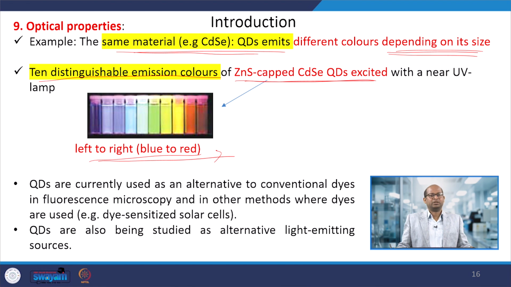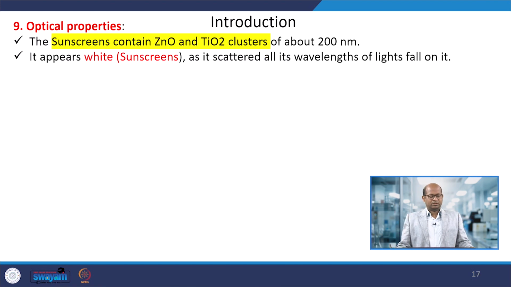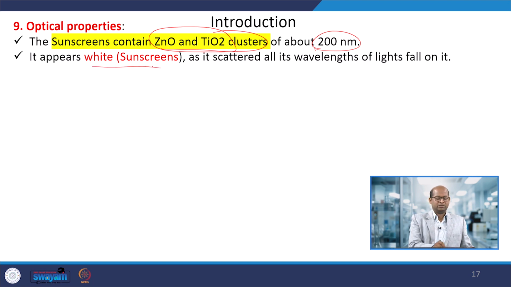Okay. So here's another one, sunscreens, that is zinc oxide and titania clusters. We can prepare these materials, zinc oxide titania clusters, as sunscreens that we are using. Its size may be 200 nanometers, 100 nanometers, or less than 50 nanometers. Any size we can prepare of that nanomaterial. So when it is, let us say, 200 nanometers, it appears as a white color.